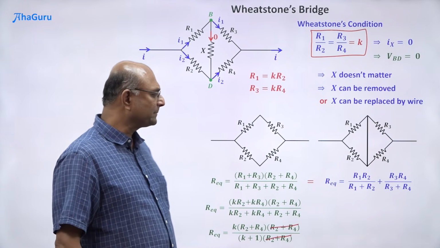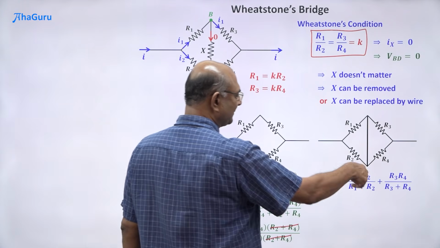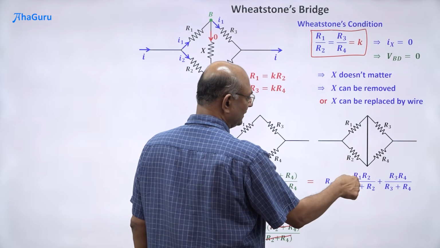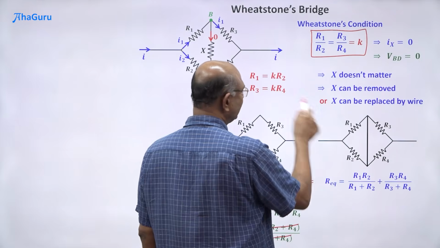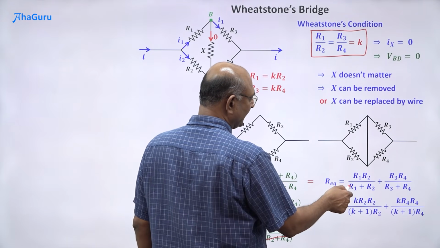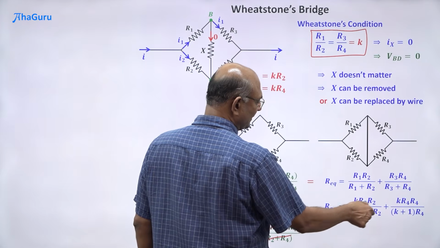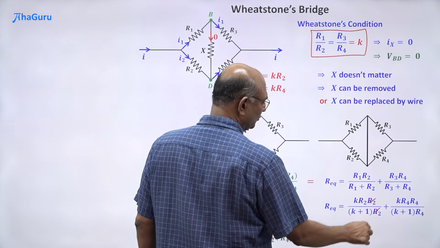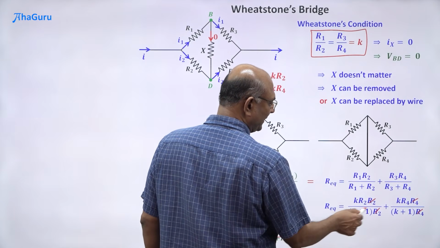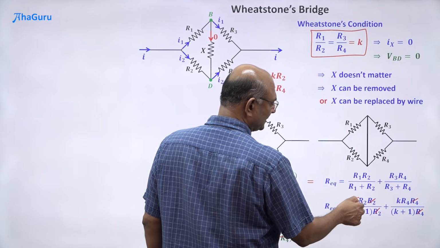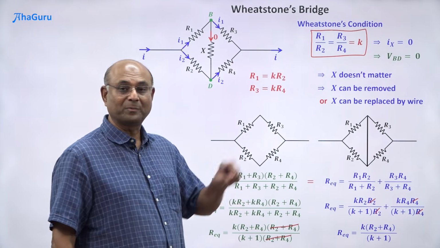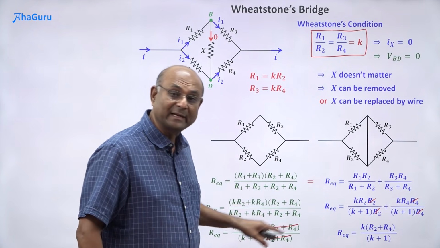Suppose I replace X by a wire. I know this is the answer I am getting, but I have to still substitute R1 is KR2 here, R3 is KR4 there, so I will get this. KR2 plus R2 is K plus 1 R2, R2, R2 cancelled, R4, R4 cancelled, K by K plus 1 common. So K by K plus 1 R2, K by K plus 1 R4, so K by K plus 1 into R2 plus R4. Can you see these two are exactly the same?